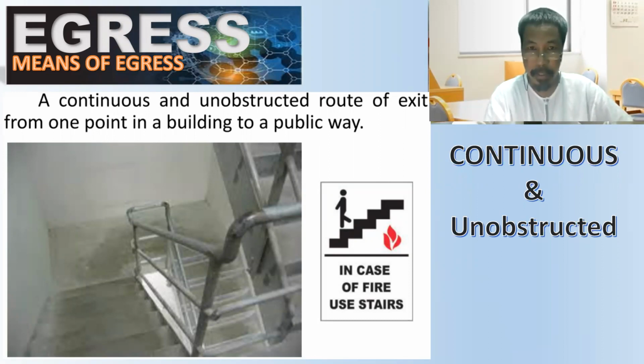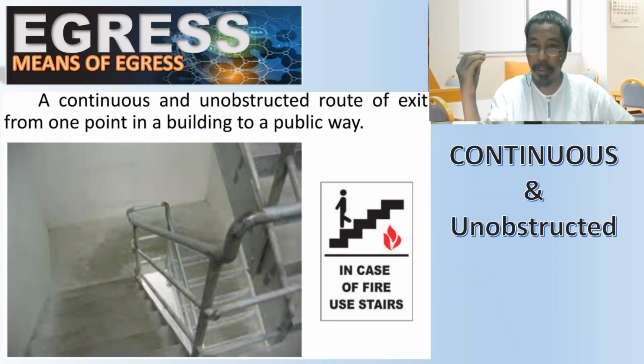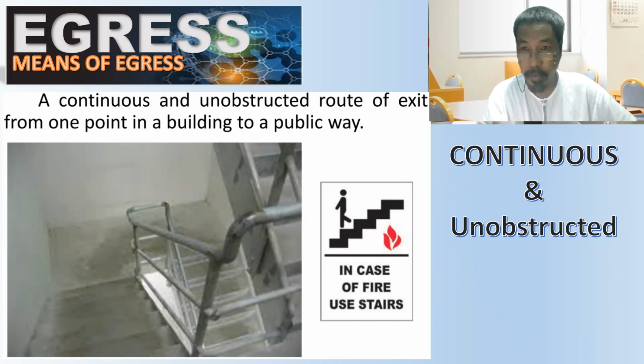Okay, so meaning you are now in the public area, and therefore you are now away or at a distance away from the building, from the inside of the building. So meaning to say, if we are talking of means of egress, the keyword here is continuous and unobstructed. So the path from inside of the building where you are in, occupying a certain location, certain place, going out of the building continuously and unobstructed, that is what we call means of egress.